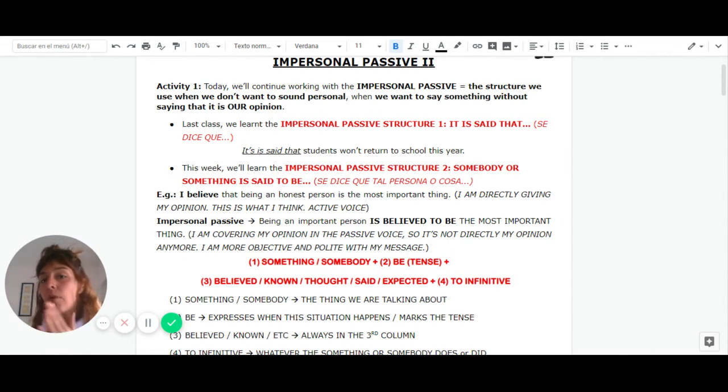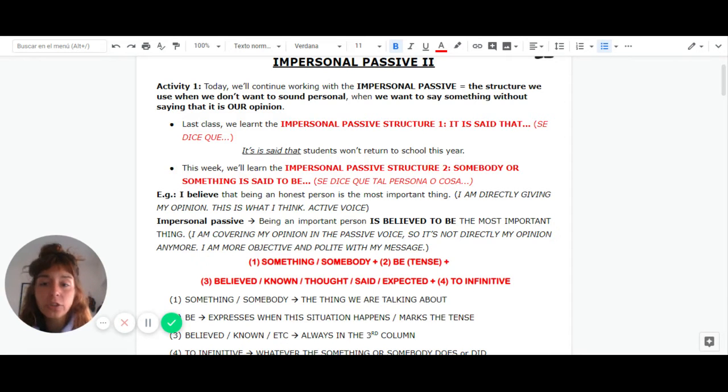In that way, both in Spanish and with the impersonal passive in English, we can give opinions or give messages, but saying that this is not our message, that this is not our opinion, but rather something that everybody is saying or thinking. Okay? So, on class number 36, we saw the impersonal passive structure number 1. It is said that, se dice que, you have an example here. It is said that students won't return to school this year. Se dice que los estudiantes no van a volver a clase.